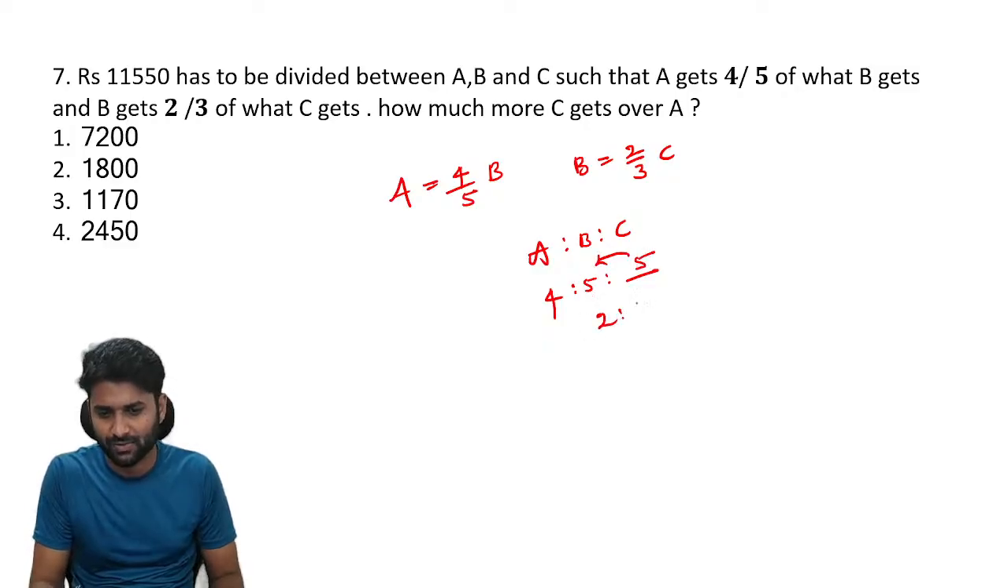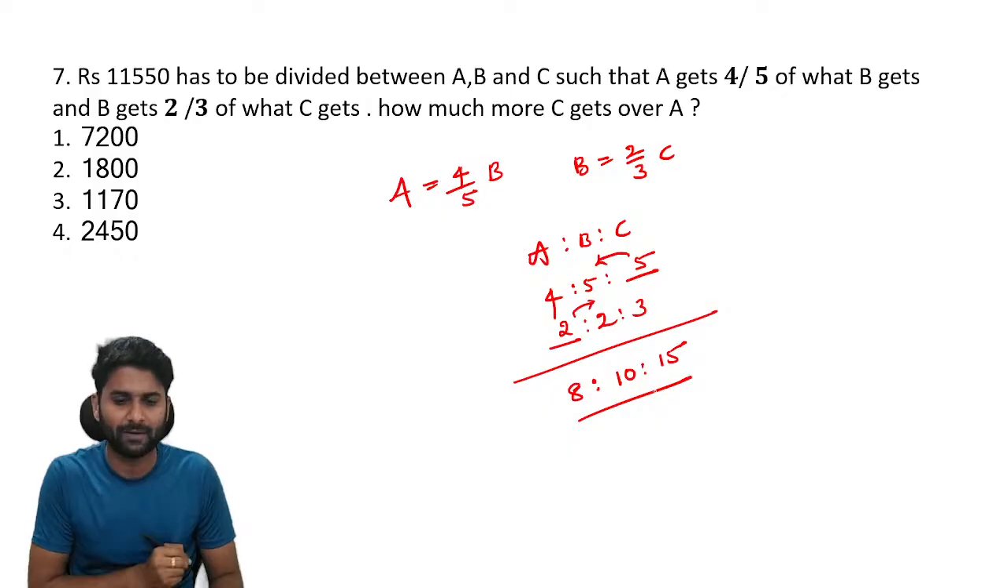B is to C is 2 is to 3. A is not given, so replace it with the 2. Now finally, 4 times 2 is 8, 5 times 2 is 10, 5 times 3 is 15. This is the ratio you got.